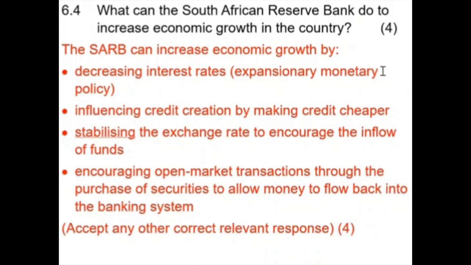Be careful of just listing them. You must explain to me, how can we grow the economy? Interest rates must be decreased. Yeah? We can encourage open market transactions. They're just referring to the interest rates again. You can speak about the cash reserve amount can be decreased because then there's more money in circulation. We can buy back the open market transactions so that there's more money in circulation. Okay.